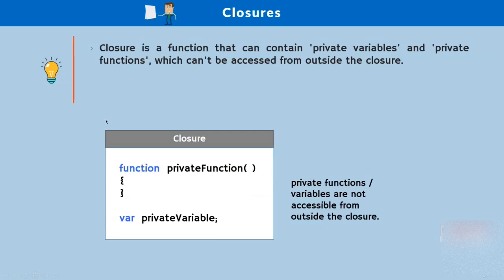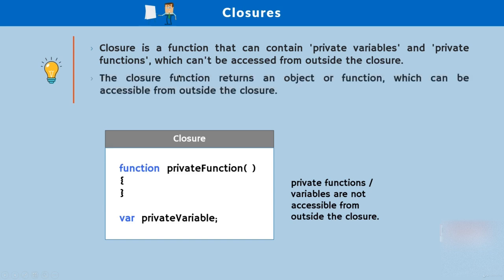So by definition, a closure is a function that can contain private variables or private functions that cannot be accessed outside the closure. And the closure can return either a function or an object. For example, if there is only one public function that should be accessible outside the closure, then the closure can directly return that public function. But in case of multiple public functions, it can return an object that contains those public functions. Let us try to implement these closures practically.